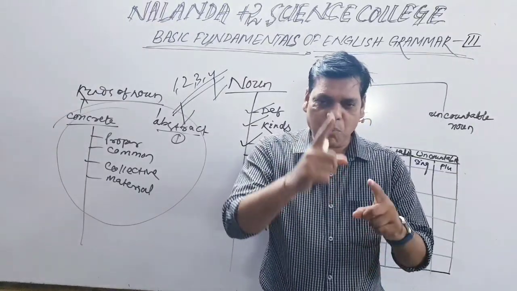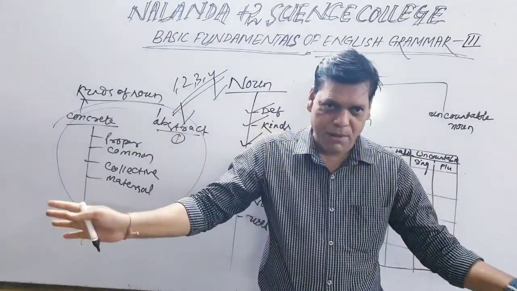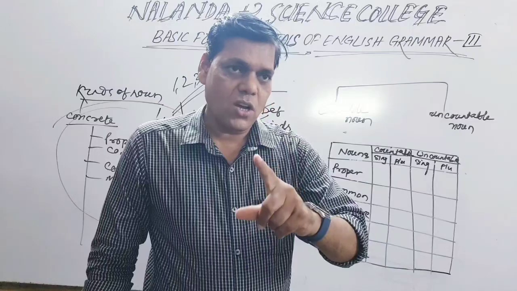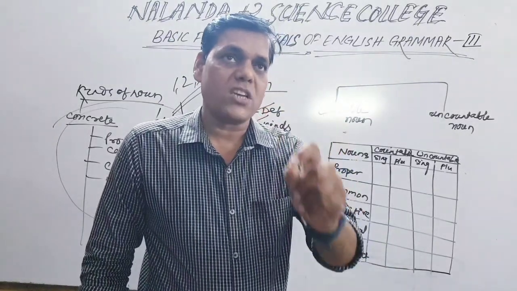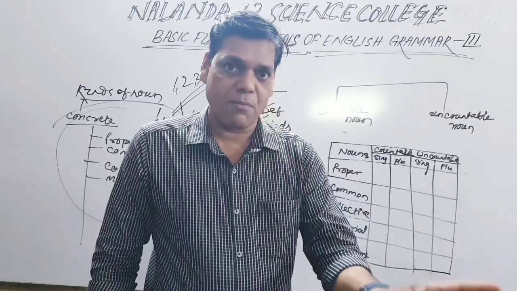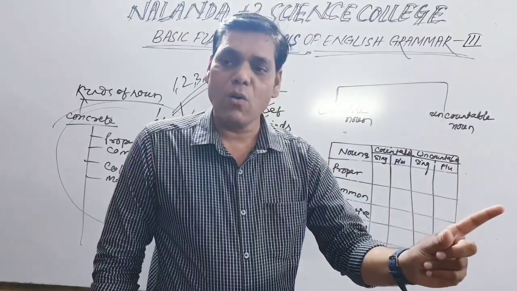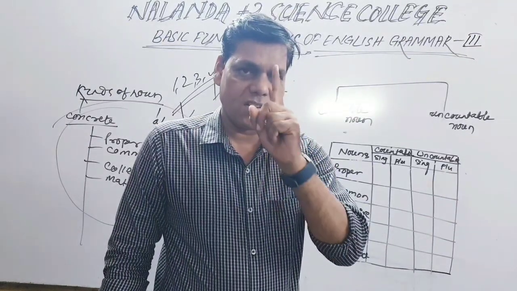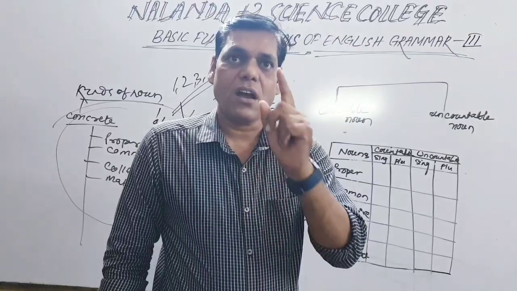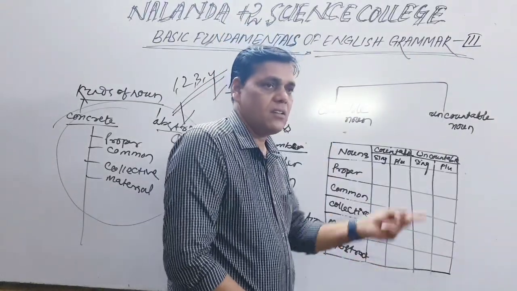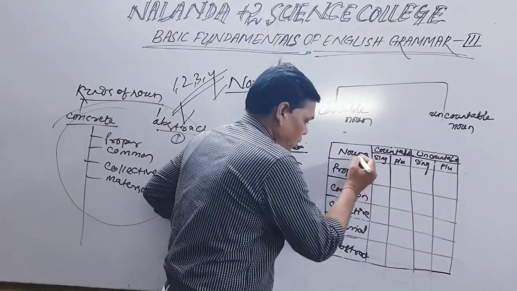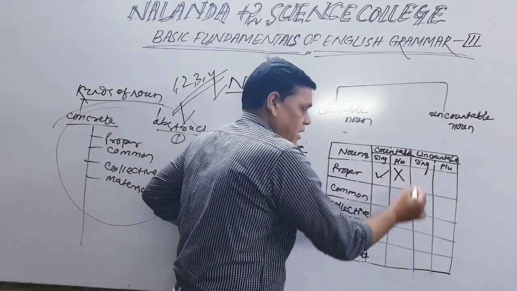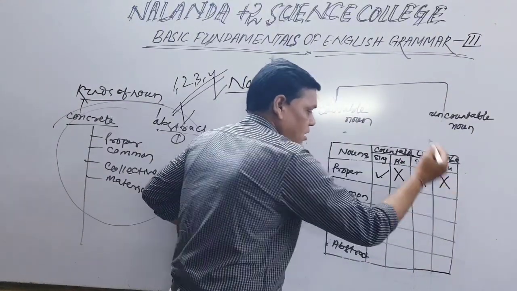Suppose Rama: if one Rama is called Rama, if 10 Ramas are there, that is also called Rama. We can't say Ramas. Understood? A proper noun is always countable and singular. It can't be plural. It can't be uncountable either. If any name is singular, that is countable. It has no plural form, so it can't be uncountable. That's why proper nouns are ever countable singular. They can't be countable plural, uncountable singular, or uncountable plural.